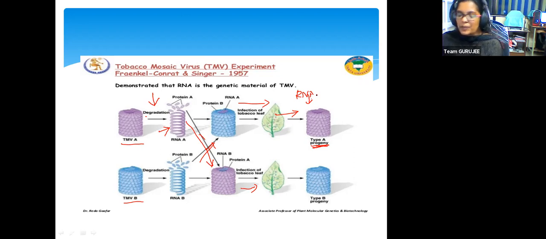Okay, this is the experiment called the Fraenkel-Conrat and Singer experiment. It is done using tobacco mosaic virus. What they did is they removed the protein and RNA and exchanged the proteins of the two types. Then they allowed them to infect the leaf. After the infection, they have seen the cells as the original form of the type of TMV. So they finally concluded that RNA is the genetic material.